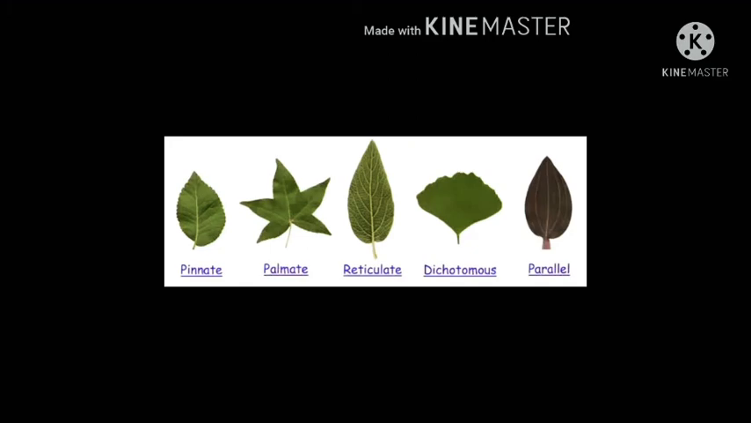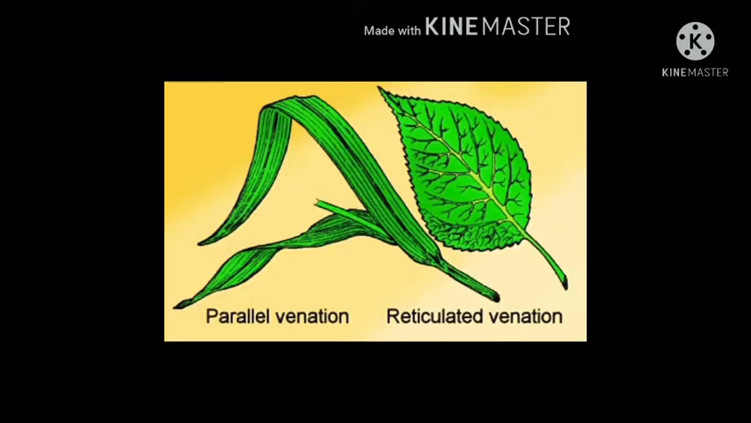Now come the venations. What is venation? The arrangement of veins on a leaf is called venation. There are two types of venation. What are these two types? They are reticulate and parallel.